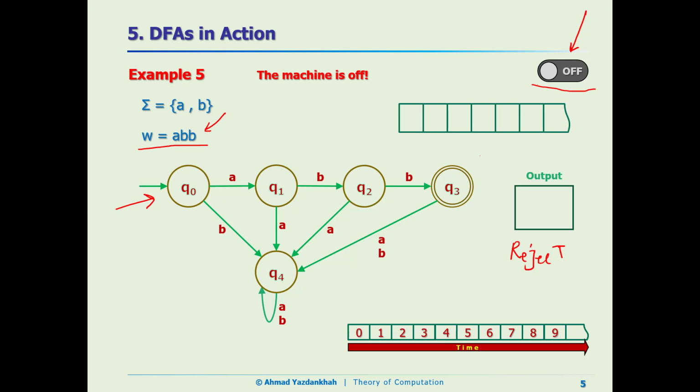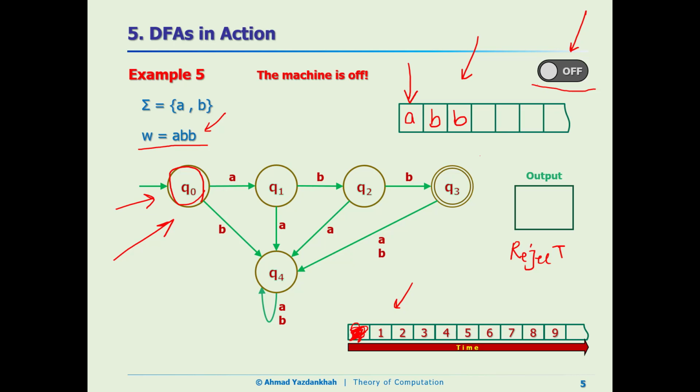How about the clock? The clock starts with 0. How about the control unit or the transition graph? The Q0, or initial state, will be activated. And how about the tape? The string will be written on the tape and the cursor, or the read head, will point to the leftmost character or symbol. So this is the starting configuration as we talked about before.